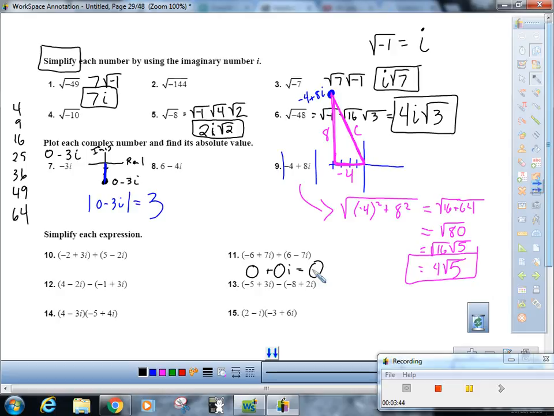Okay? Number 13. Remember this negative sign. So I think we should probably change everything. -5 plus 3i plus 8 minus 2i equals. Okay? Now we combine like terms. -5 plus 8 is 3. 3i minus 2i is 1i. There's our answer.